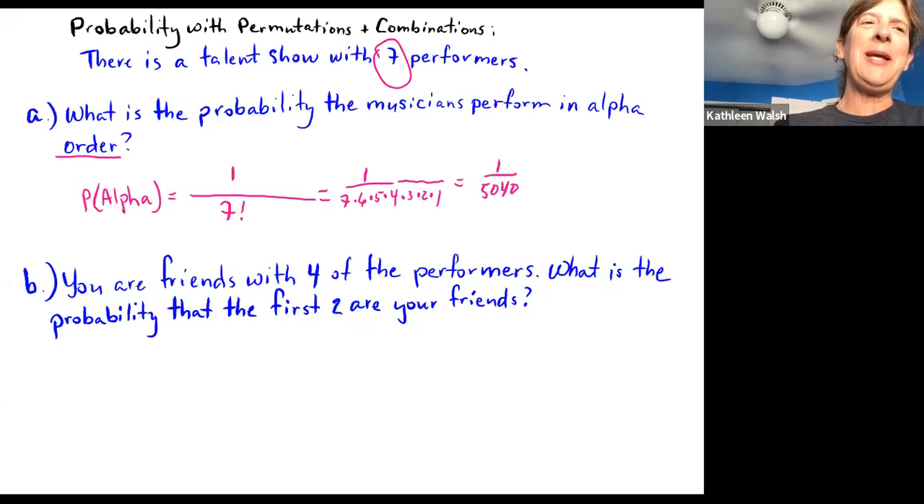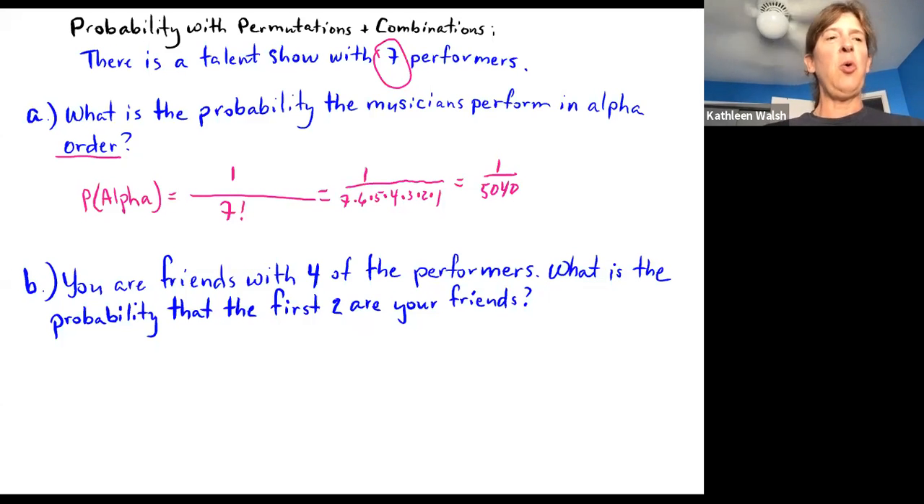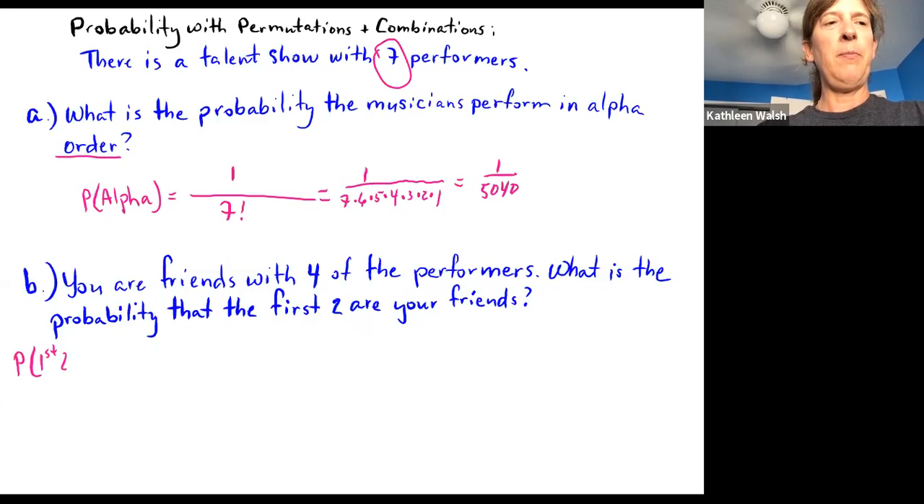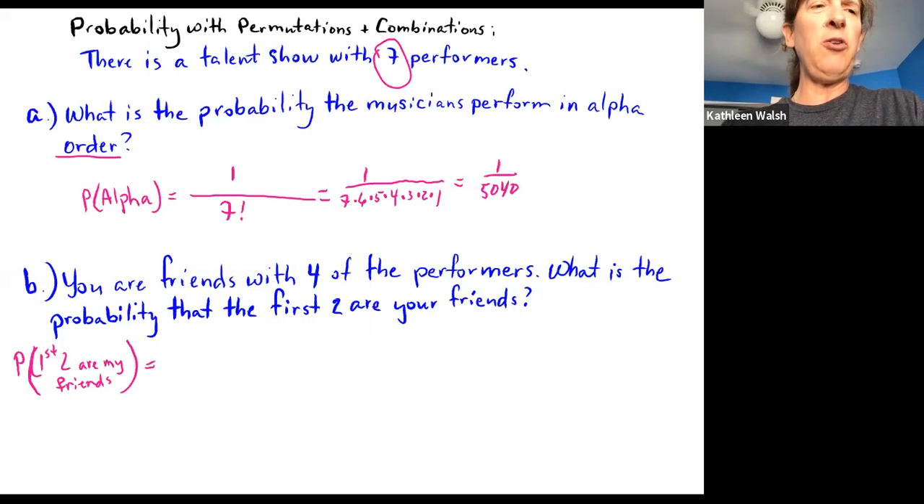And now we're going to look at B. B says, you are friends with 4 of the performers. What is the probability that the first 2 are your friends? So now we're looking at the probability the first 2 are my friends. Okay, now I'm just going to set it up. Remember, it's probability, so I've got to set it up as a fraction, and I have to know what my numerator and my denominator are.